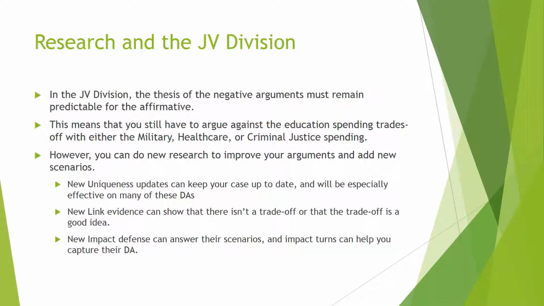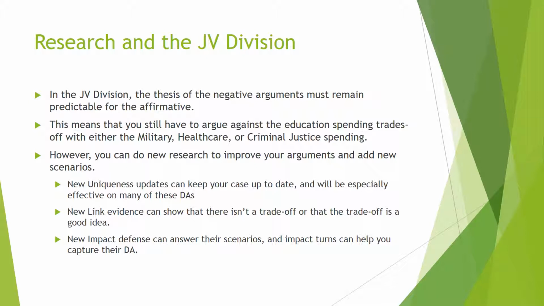In the JV division, the thesis of negative arguments must remain predictable for the affirmative. That means you still have to argue against the education spending trade-offs with either the military, healthcare, or criminal justice spending. However, you can do new research to improve your arguments and add new scenarios.